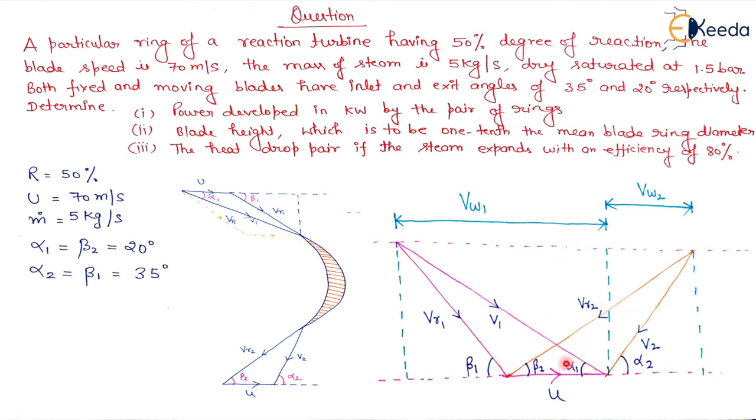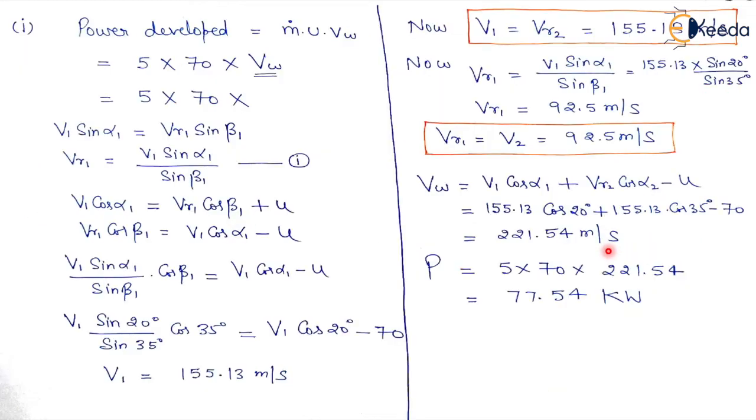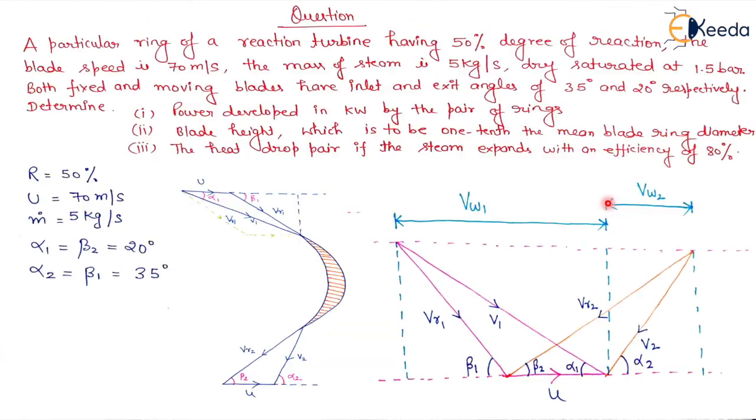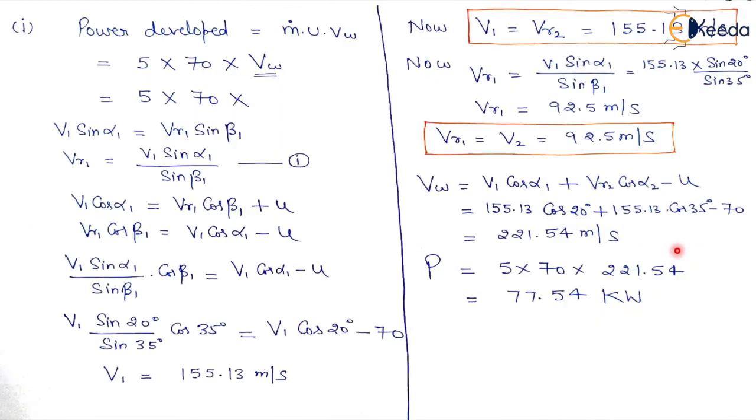VR2 cos beta 2 minus U, or you can write V2 cos alpha 2. From both ways you can calculate. So I have written V1 cos alpha 1. This is VW1 and this one is the VW2. VR2 is the horizontal component of this up to this point. So VR2 cos beta 2 minus this amount of U. So we will get this value.